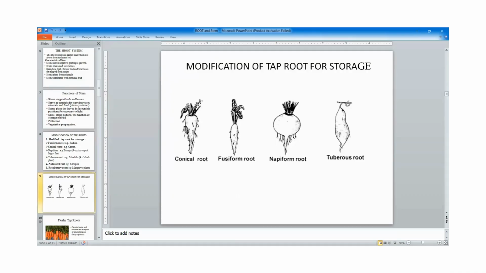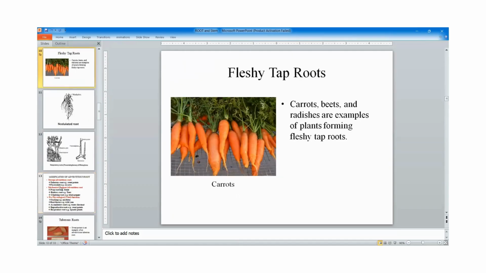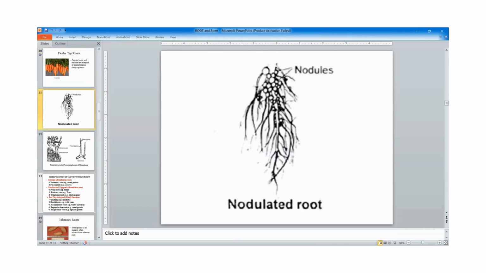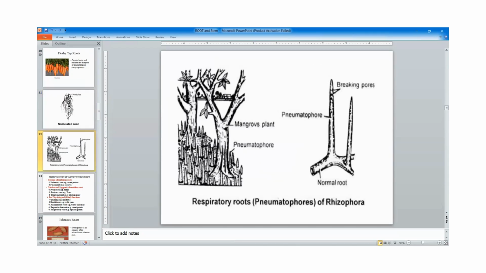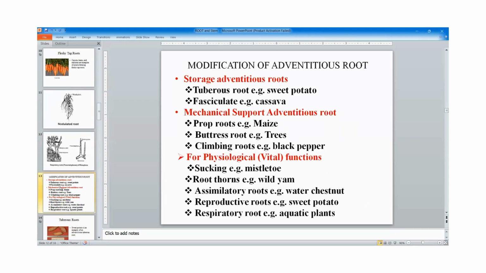You can see the different pictures of modification of taproots for storage. You can see carrots there, that is fleshy taproot, nodulated root of legumes, respiratory roots. Then also modification of adventitious roots.